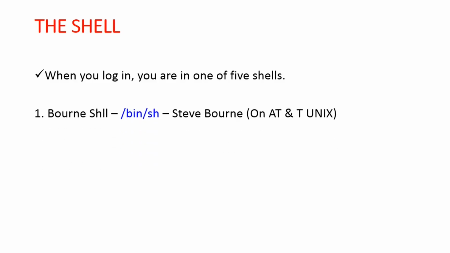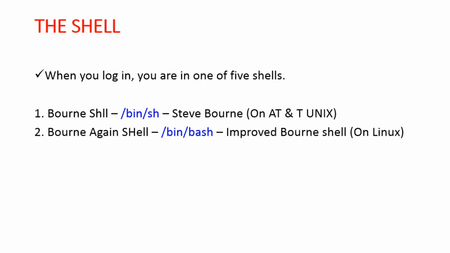Now, in our Unix system there are 5 different shells available. The first one is the Bourne shell, that is /bin/sh, developed by Steve Bourne on the AT&T Unix system. Second, the Bourne again shell, that is /bin/bash, which is the improved version of the Bourne shell, developed on the Linux operating system. Third, the C shell, that is /bin/csh, developed by Bill Joy on BSD Unix, that is the Berkeley Software Distribution Unix platform.